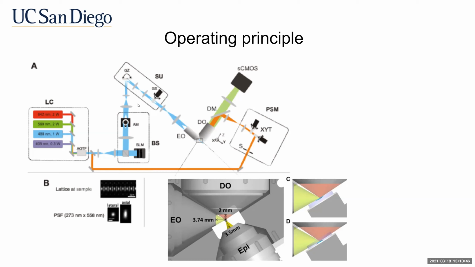SU is composed of two mirrors used to dither the pattern along the x-axis and translate it along the z-axis. The lattice light sheet is focused on the EO, and the fluorescence is collected by the DO and imaged onto the CMOS camera.